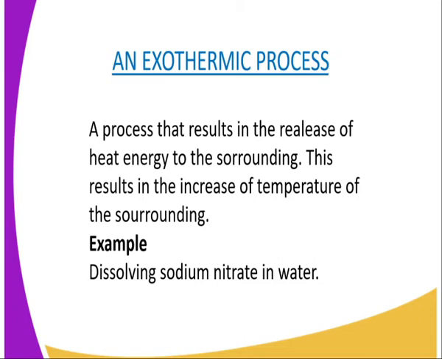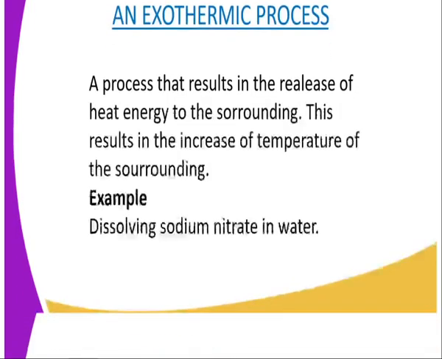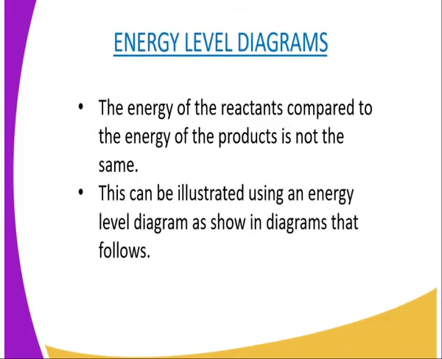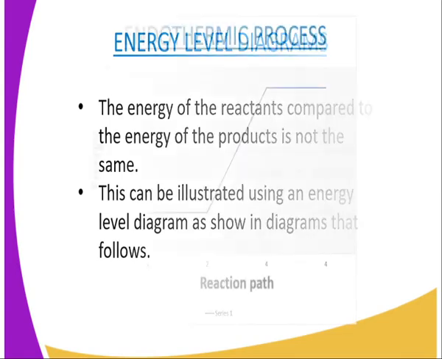An exothermic process is a process that results in heat energy being released to the surrounding. Example, dissolving sodium nitrate in water. What about an endothermic process? A process accompanied by absorption of heat energy from the surrounding. A very good example, dissolving ammonium nitrate in water. How do you express this exothermic and endothermic reaction in an energy level diagram?